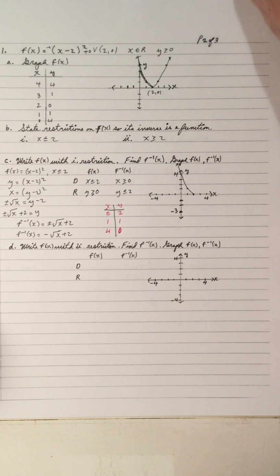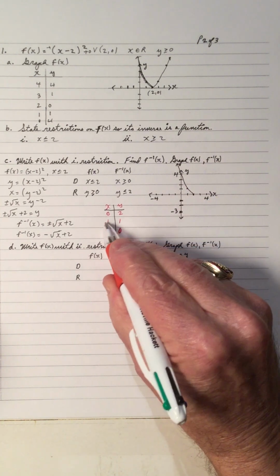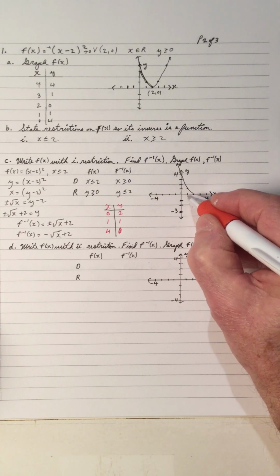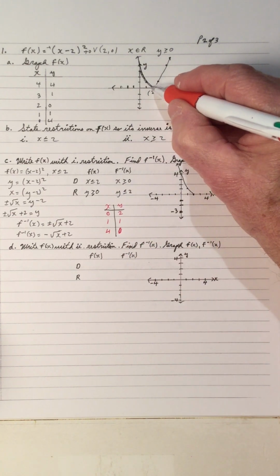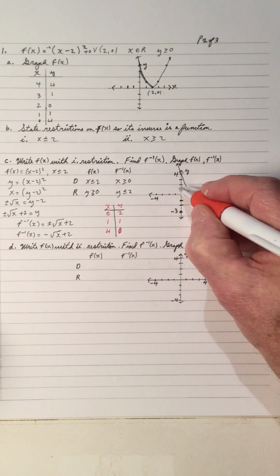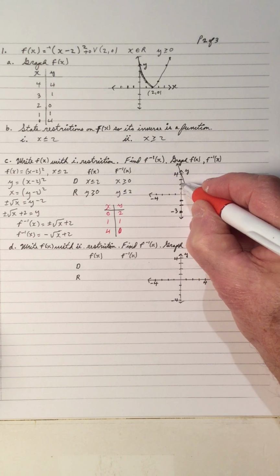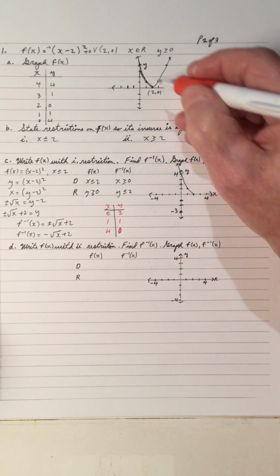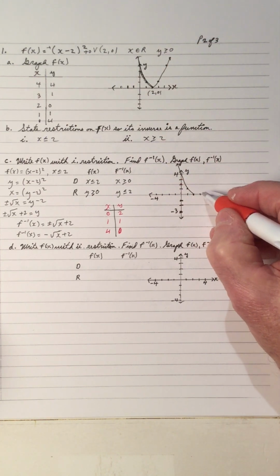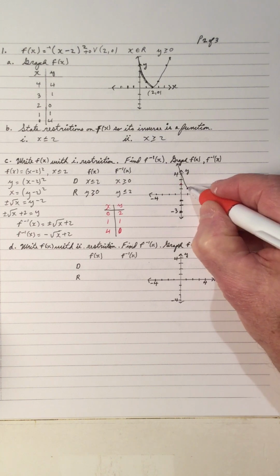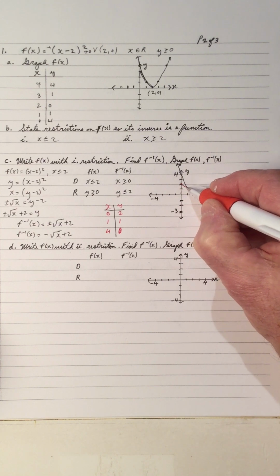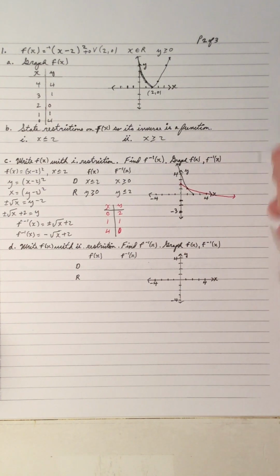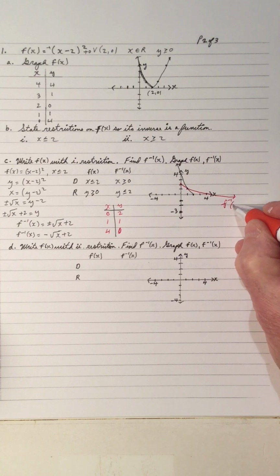So when we do its inverse, the inverse of 2, 0 is 0, 2. So 0, 2 is right here. And the inverse of 1, 1 is 1, 1. And the inverse of 0, 4 is 4, 0, right here. So the inverse is this. This is f to the negative 1 of x.